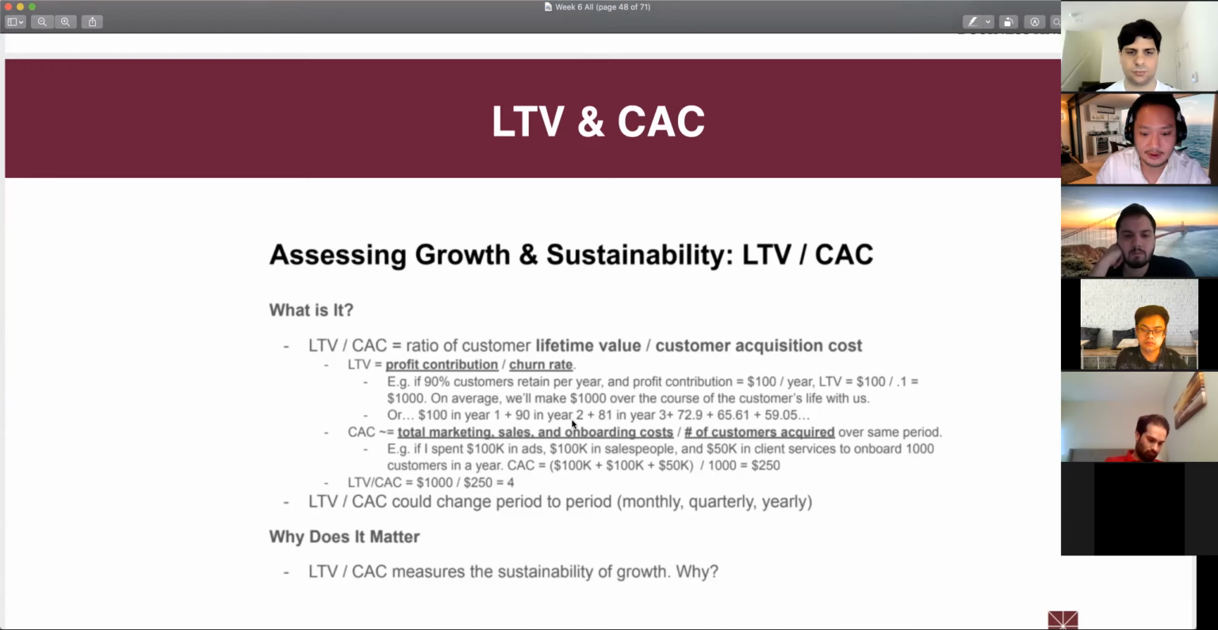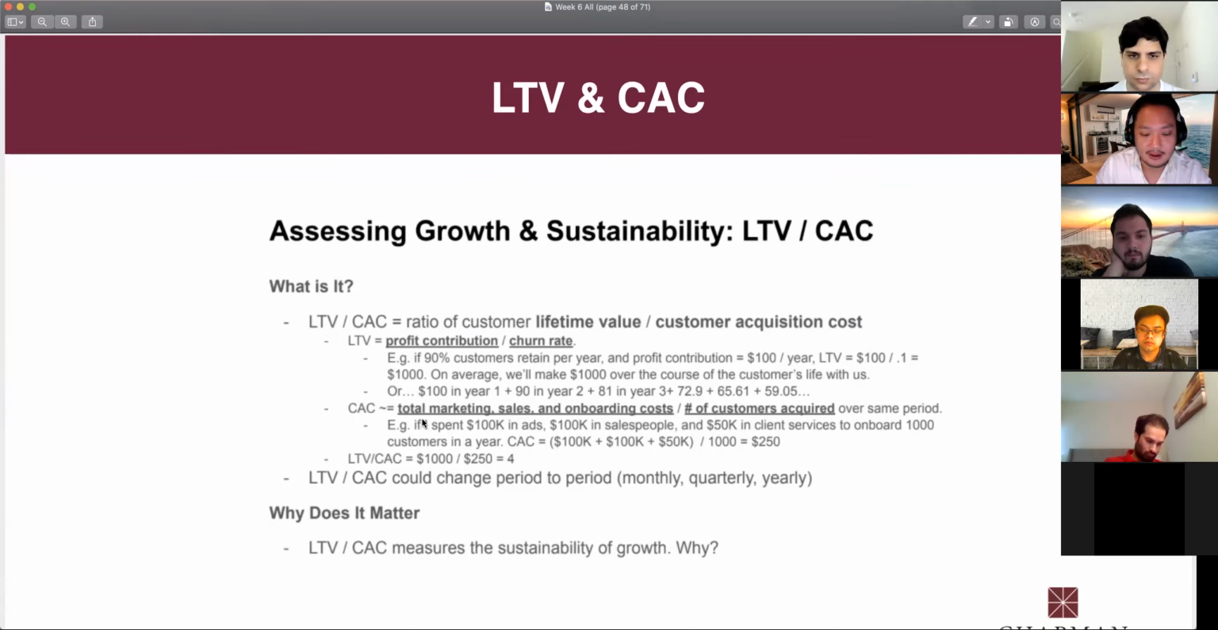$100 in year 1, 90 in year 2, plus 81. Each year it's decaying, because your churn rate here is 0.1, so you're retaining 90% over time. For customer acquisition cost, you have total marketing, sales, and onboarding costs over the number of customers acquired over the same period. If you spend 100K in ads, 100K in salespeople, and 50K in client services to onboard, you add all this up, and it comes down to $250 per customer. And then you have an LTV to CAC ratio of 4, for example.